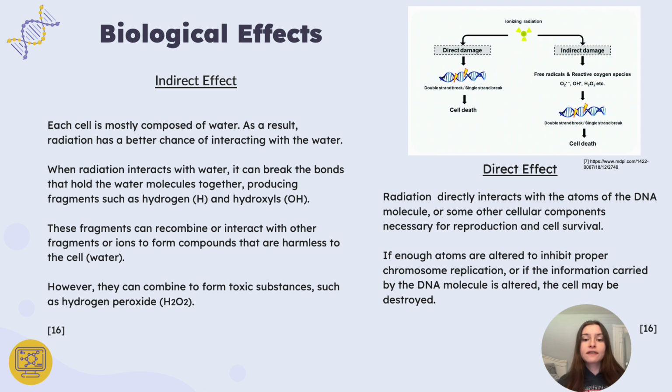For direct effect, this occurs when radiation interacts with the atoms of the DNA molecule directly or some other cellular components that are necessary for the cell to reproduce and survive. If enough atoms are altered to inhibit proper chromosome replication, or if the information carried by the DNA molecule is greatly altered, the cell may be destroyed through this direct interference with its system.